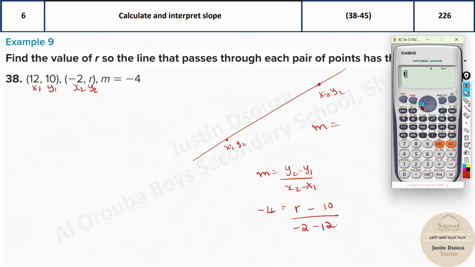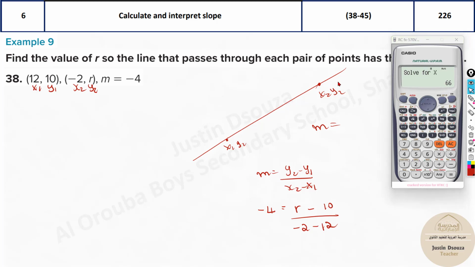Here what you do is type this minus 4 equals, using alpha and calc, and this r is the unknown value, which is alpha x, minus 10 divided by minus 2 minus 12, and that's it. You can't press equal to, sorry, it'll be a syntax error. You need to press shift solve equal to, and this is the answer. That's 66.